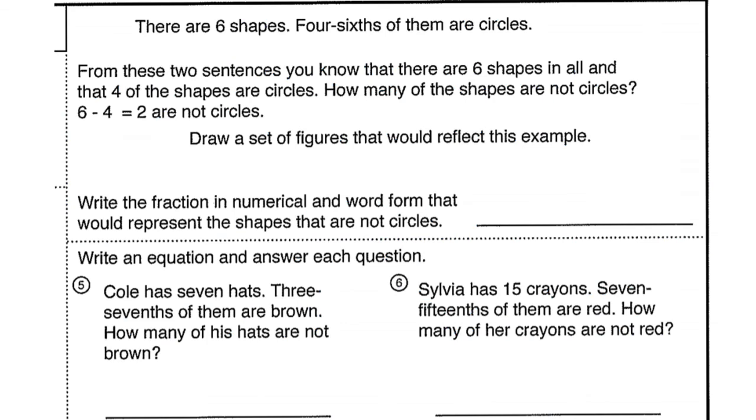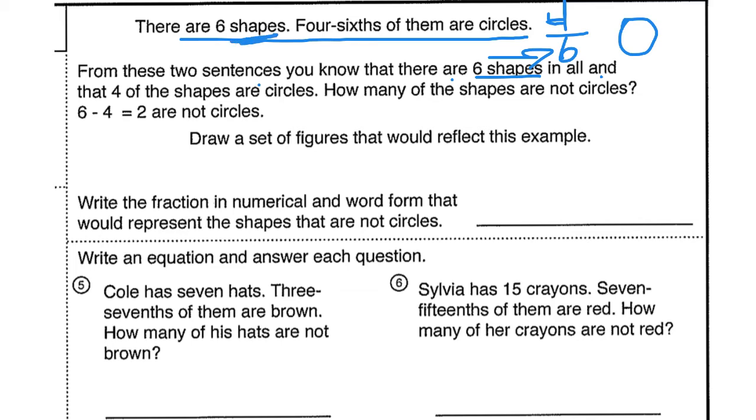Next part, there are 6 shapes. 4/6 of them were on the other side of your paper. 4/6 of them are circles. Okay, so let's write that fraction right here. 4/6 are circles. Okay, from these 2 sentences, you know that there are 6 shapes in all. Right there, 6 shapes in all. And that 4 of the shapes are circles.